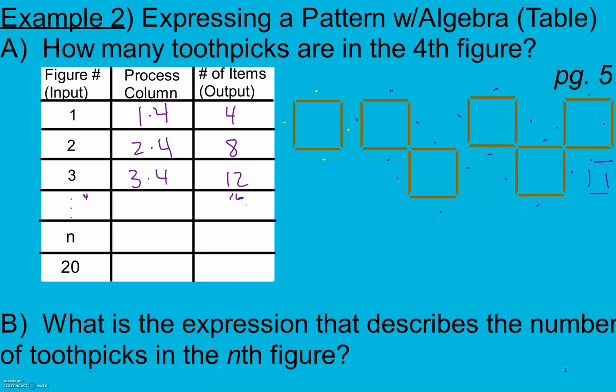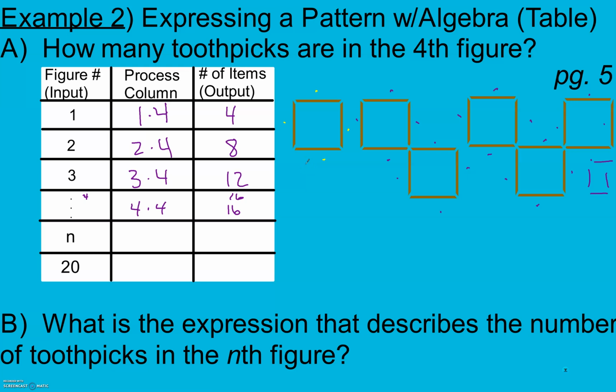Or we could have said, well, on our fourth figure, we'll have 4 squares, and each square is going to have 4 toothpicks. And that gets me to my 16. Now, what is the expression that describes the number of toothpicks in the nth figure? So let's say we wanted to come up with an expression that would help us figure out any of them. We wanted the 20th, the 100th, the 62nd. Rather than drawing out 62 little squares, we can come up with a formula, with an expression.